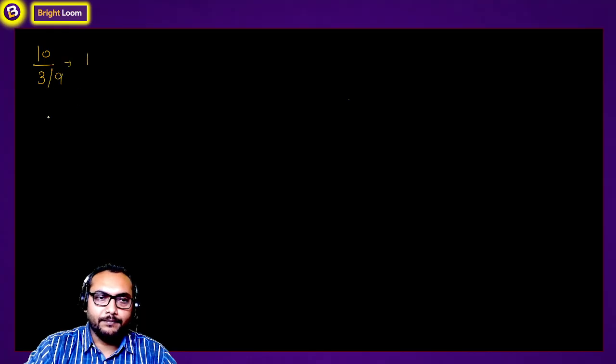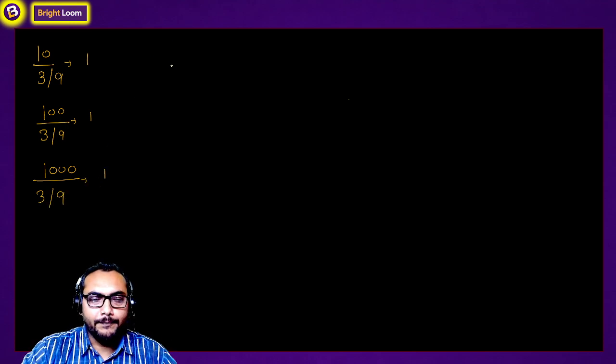Look, what happens when you divide 10 by 3 or 9? You always get 1 as a remainder, right? And if you divide 100 by 3 or 9, you again get 1 as a remainder. In the same way, if you divide 1000 by 3 or 9, again you get 1 as a remainder. Which means whenever you divide 10 to the power of any number by 3 or 9, you always get 1 as a remainder, right?